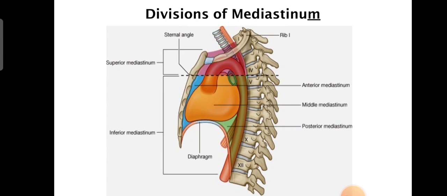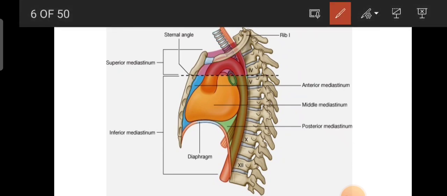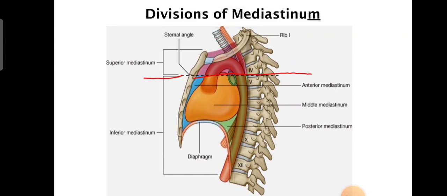Now we come to the divisions of the mediastinum. So mediastinum can be divided into two parts with the help of an imaginary plane which is passing through the sternal angle on the anterior side, and posteriorly it is passing through the lower border of T4, that is thoracic fourth vertebrae. So the area of the mediastinum which is lying above this plane is the superior mediastinum, and the area below that we have the inferior mediastinum.